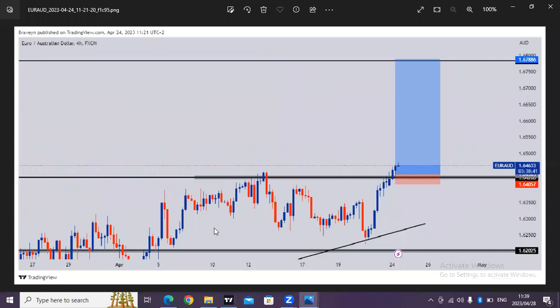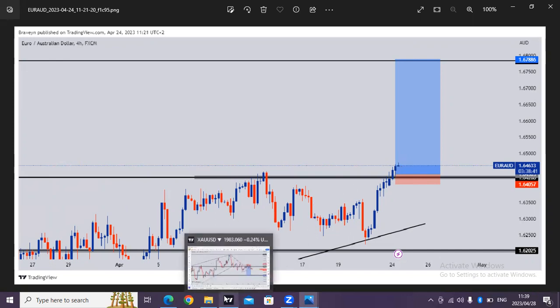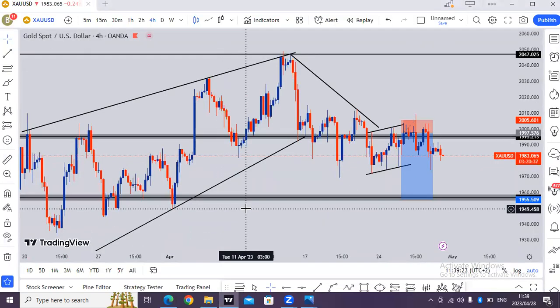Another trade I'm going to show you guys is Euro AUD, Euro versus the Australian dollar. This is before. I took the screenshot after the move had already happened, it already closed up there. But here's how it ended. Let me see.